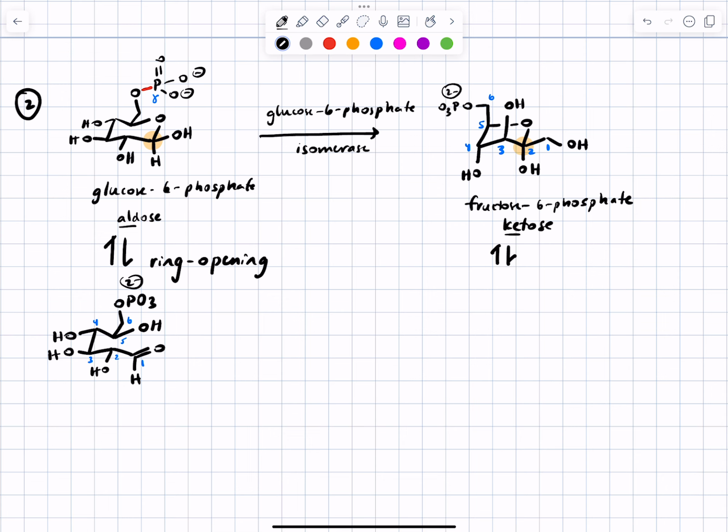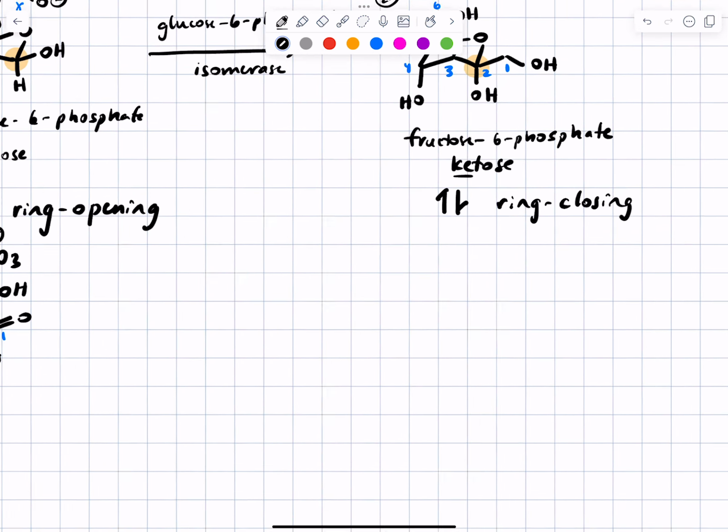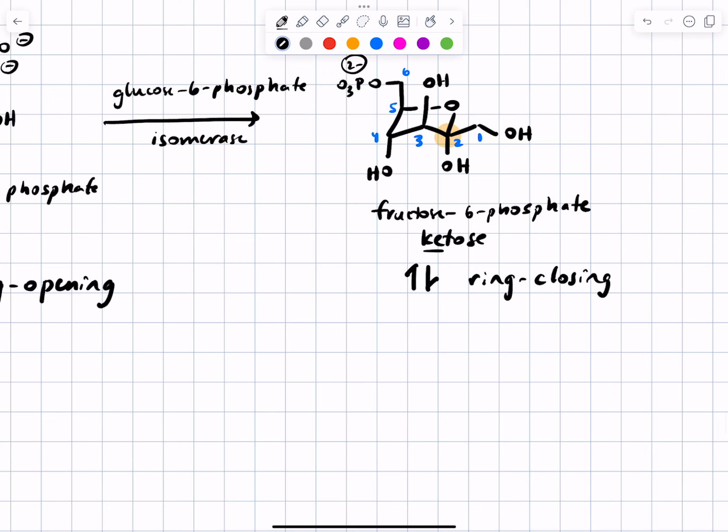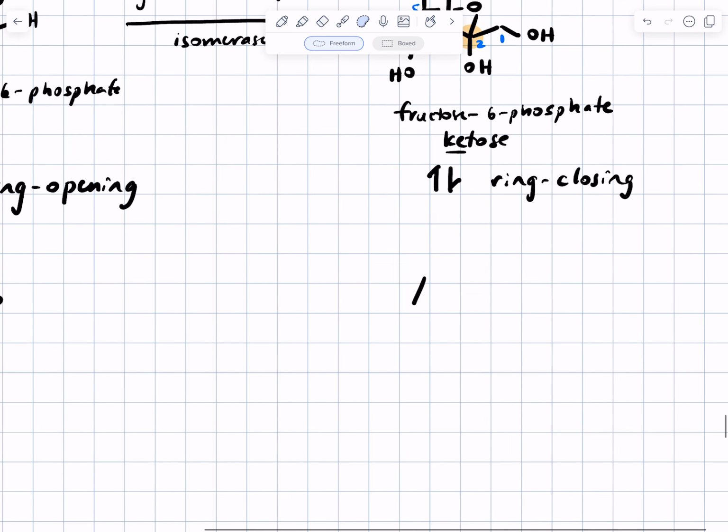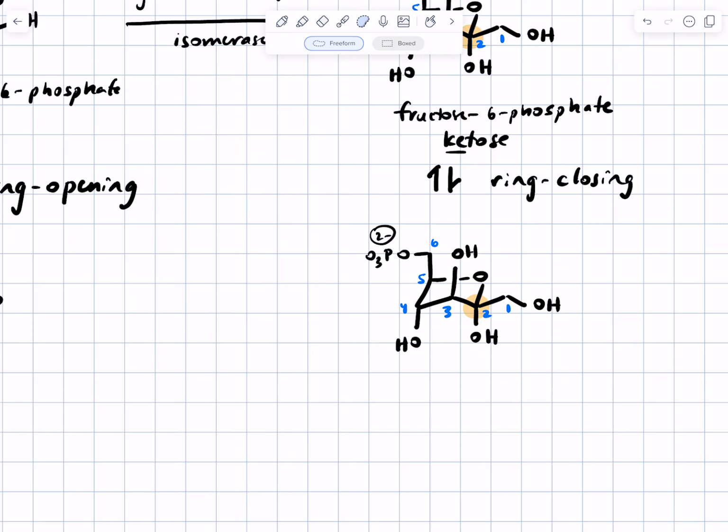I'm also going to draw for you the open chain form of fructose 6-phosphate. I'm calling that ring closing because in the forward direction, making the closed ring, it would be a ring closing reaction. We'll do this just by copying this structure. Okay, the C5 group becomes a hydroxyl, and carbon 2, the anomeric carbon, becomes a ketone.